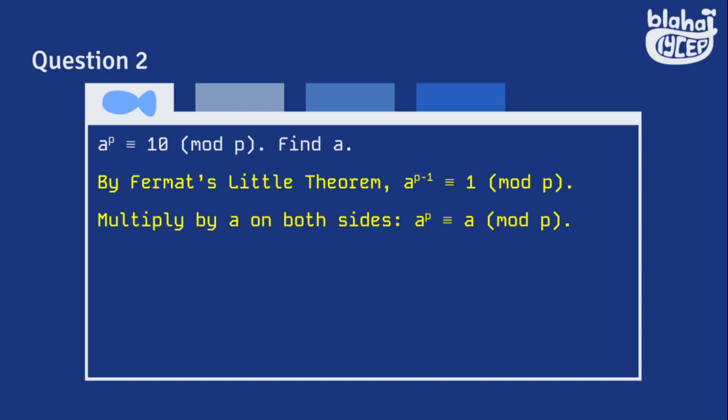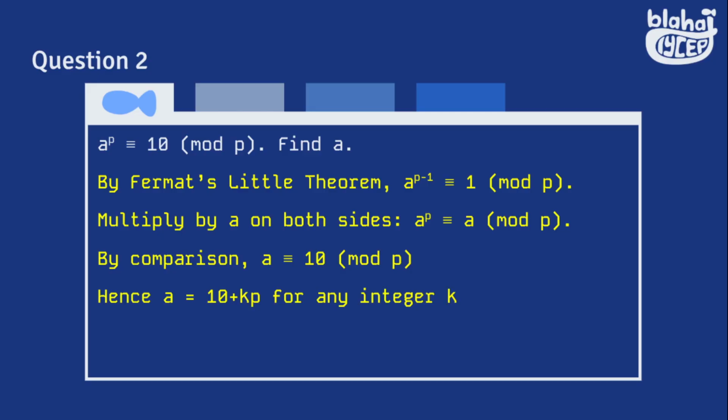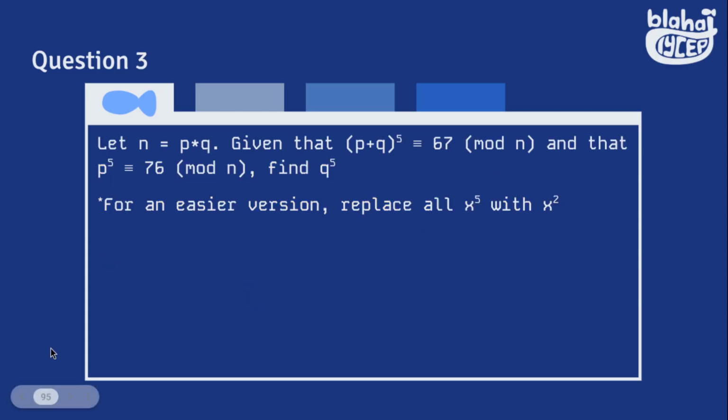So what's the left hand side going to simplify to? A to the power of p. Yeah, a to the power of p. And our right hand side is obviously a. And if we look back at our question, it tells us what a to the power of p is, which is 10. So a is congruent to 10 modulo p. Make sense? So since a is congruent to 10, we have a is equal to 10 plus kp for any integer k. Everyone following?